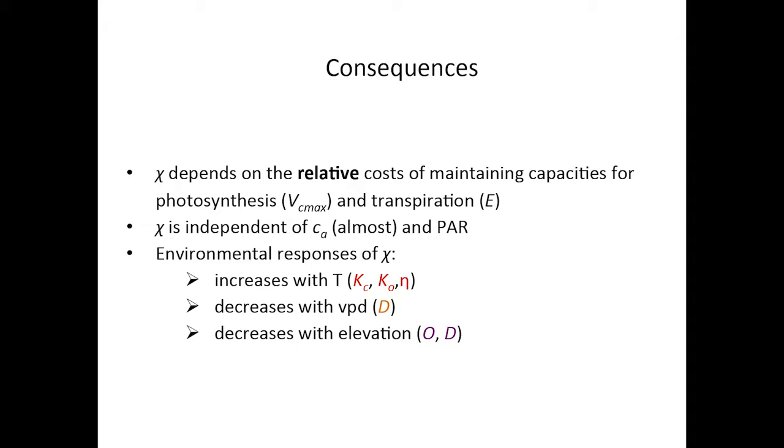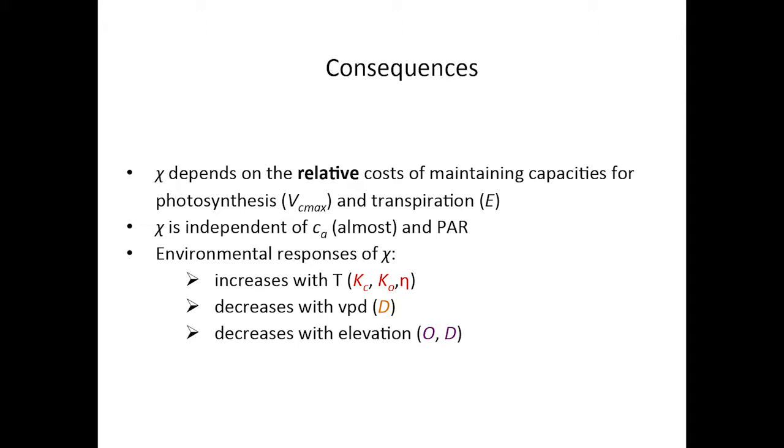The optimum value turns out to depend on the relative costs. It's just the relative costs of maintaining these two capacities. It should be independent of external CO2 concentration. Actually, not quite. If you do the exact formula, it should be slightly declining. It should be independent of PAR, but it should increase with temperature due to these various coefficients, and also the eta, the viscosity of water, which is going down with increasing temperature, and that works in the same way.